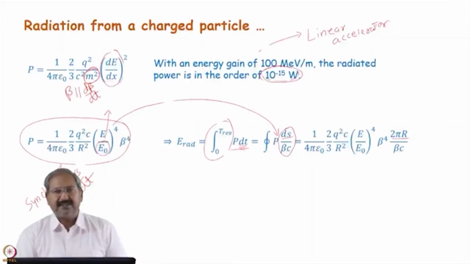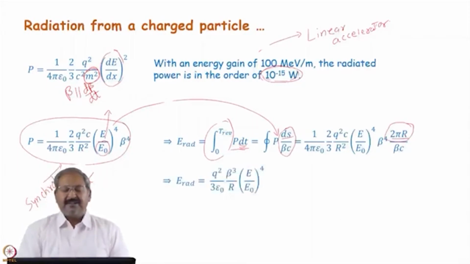Because this radiation takes place only when there is centripetal acceleration, this integral will be non-zero only in the path of the bending magnets. In all other places it will be 0. So the contribution is only due to dipole magnets. So this is the radius of curvature in the dipole magnet.